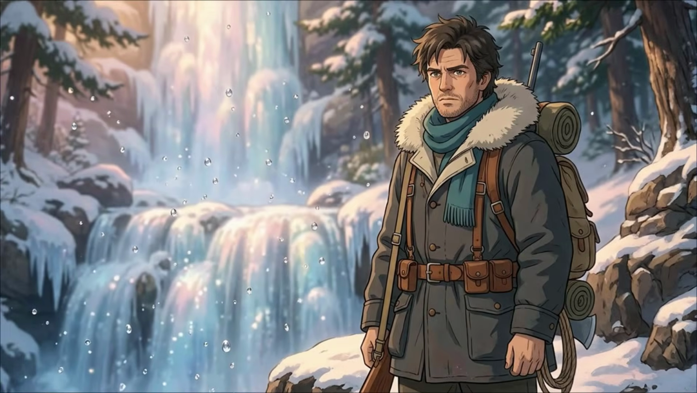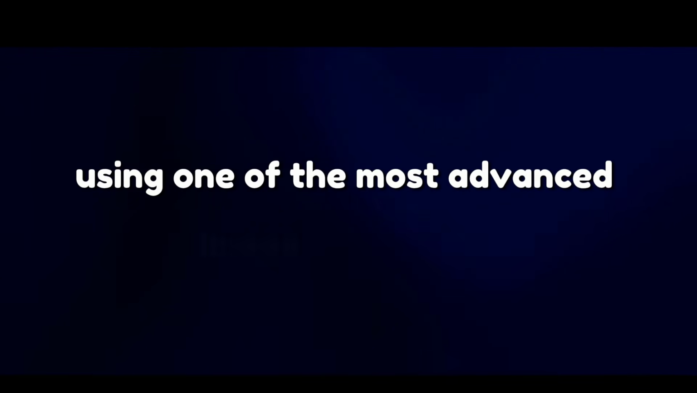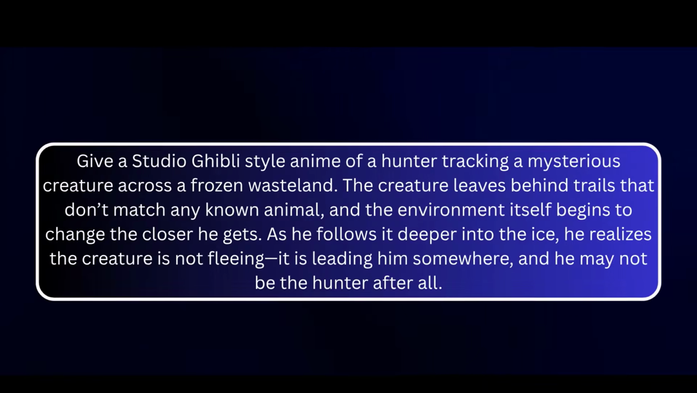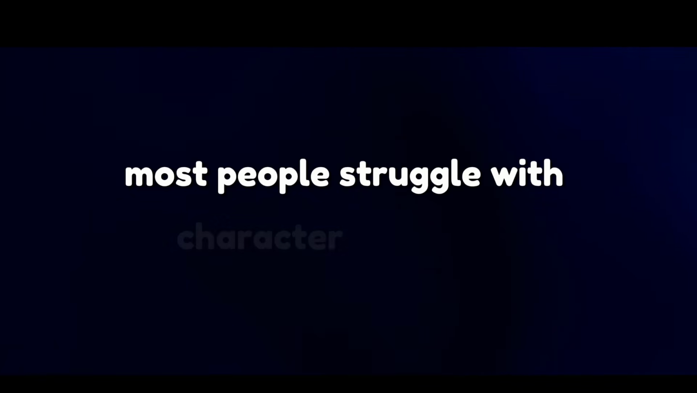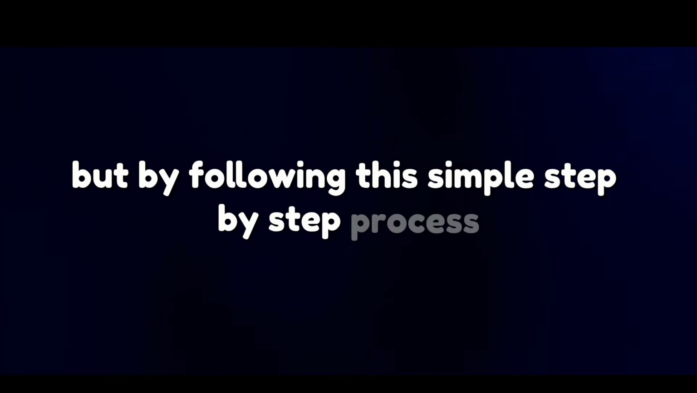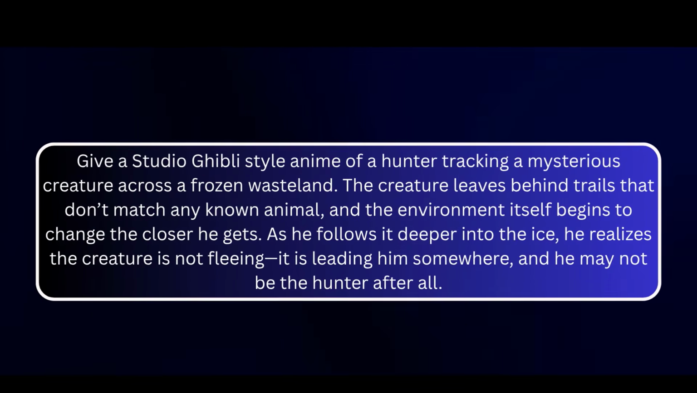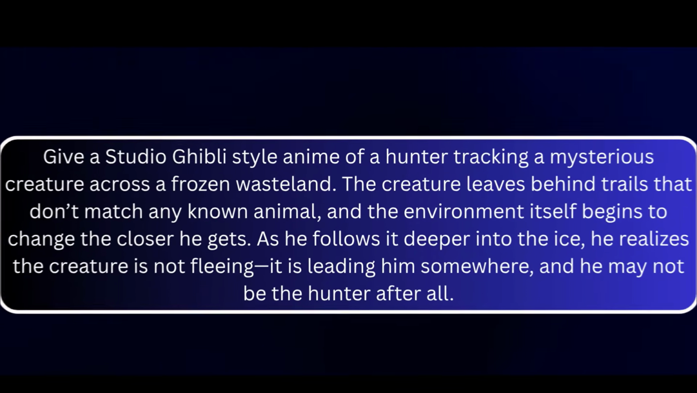And the result looks good, with clear narration and accurate scene details. Apart from videos, you can also generate consistent story images using one of the most advanced image generators called Nano Banana 2. Most people struggle with character and scene consistency, but by following this simple step-by-step process, you can generate consistent images just by providing a simple story idea and using this master prompt template.